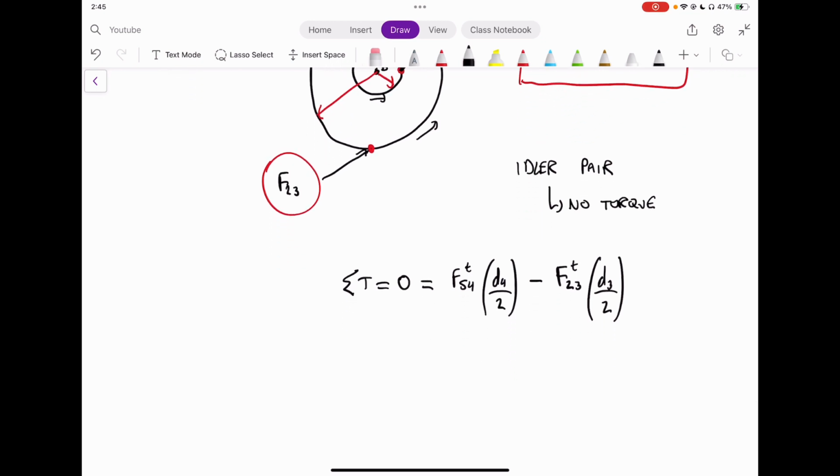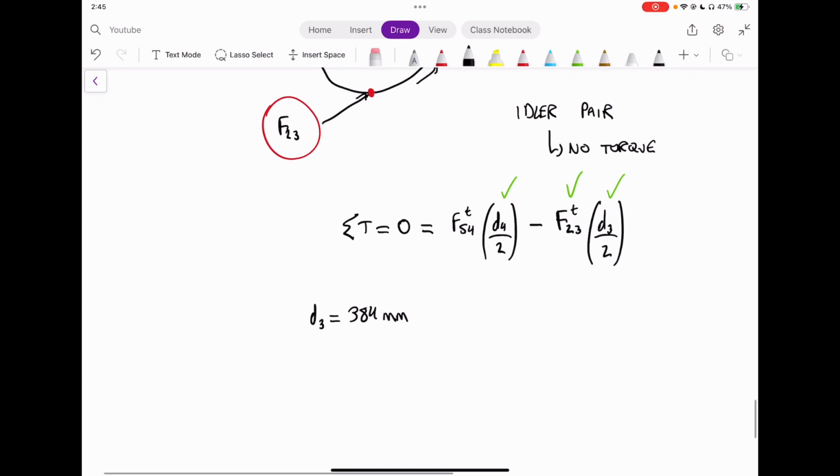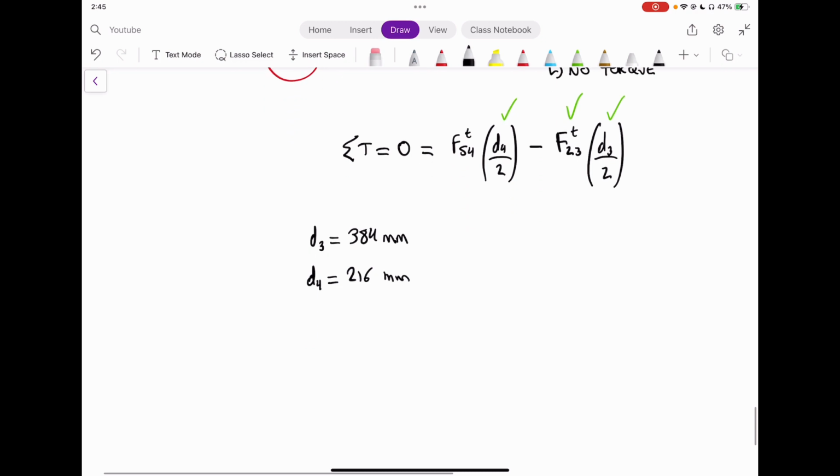And we already have F23T, so we're good with that. And then D3 and D4 we can find through the module. So we can solve for D3 and D4, and I'll just write them down so you have them, but you can solve that in your own time if you want to. It is 384 millimeters for D3 and 216 millimeters for D4, and that would solve that essentially by rearranging the equation above. We would have that F54T is equal to 13.1 kilonewtons.